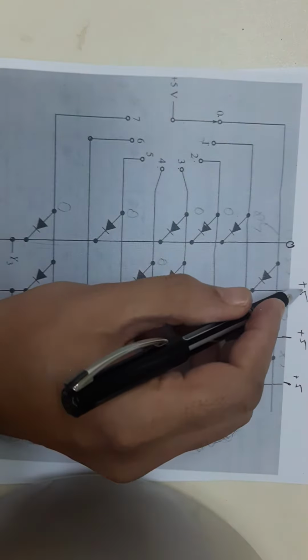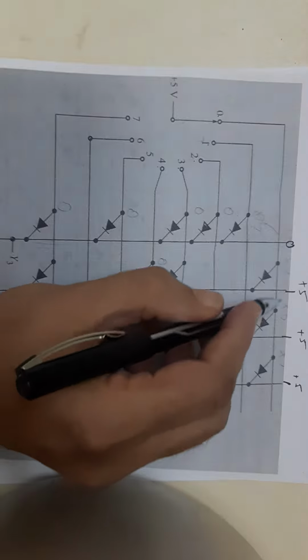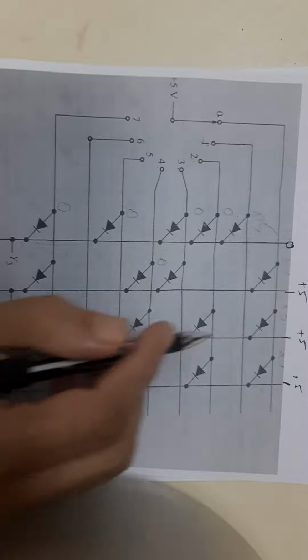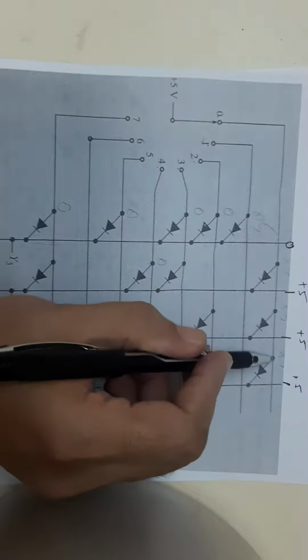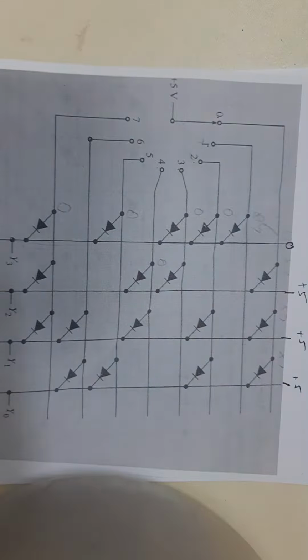For plus 5 volt, there is a resistor across this Y2, and our output is equal to 1. This is 5 volt, the circuit is complete. That means output is equal to 1. Again, this is your 5 volt. This 5 volt is due to the forward bias of the diode. We are getting the output equal to 1.